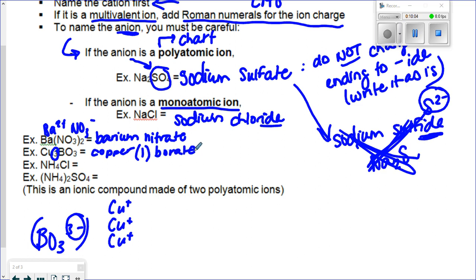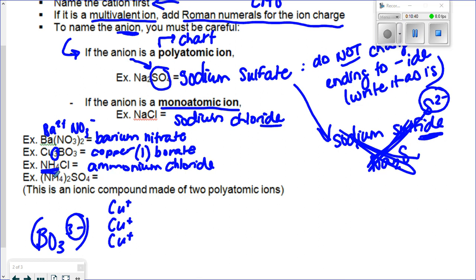So copper is an example of a multivalent ion. So we need to, in Roman numerals, indicate which charge is actually on our copper. This one, our polyatomic is actually our first part. So that NH4 we already talked about. The way we would name that is ammonium, and it's just one of our monoatomic ions, chlorine, changes to chloride. So ammonium chloride. We named our cation first. Our cation is our polyatomic.